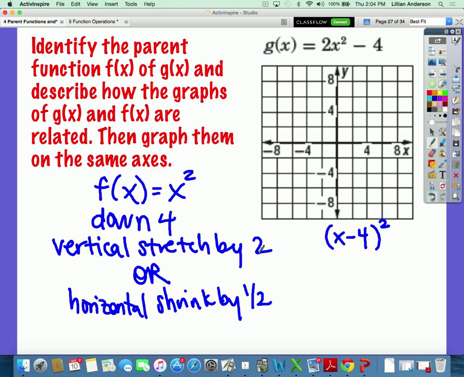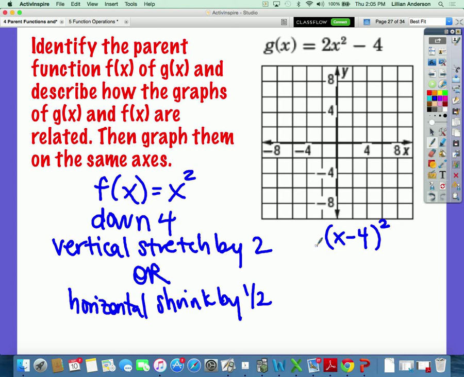Now the reason it could be either is that there's no set of parentheses to say whether the 2 is on the inside or the outside, so we don't know for sure which one it is. So if half the class put vertically stretched by 2 and the other half put horizontally shrunk by 1/2, technically, based off of this, both groups would be right.